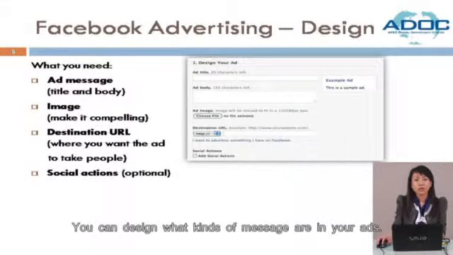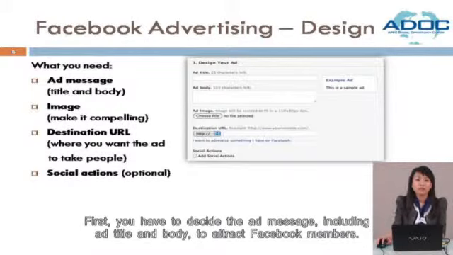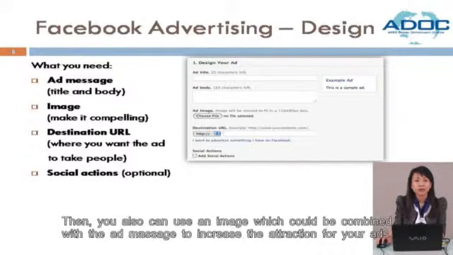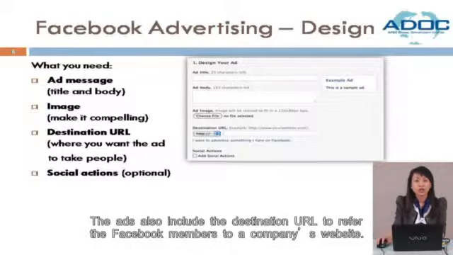You can design what kinds of messages are in your ads. First, you have to decide the ad message, including ad title and body, to attract Facebook members. Then, you can also use an image, which could be combined with the ad message to increase the attraction of your ads. The ads also include the destination URL to refer the Facebook members to the company's website.